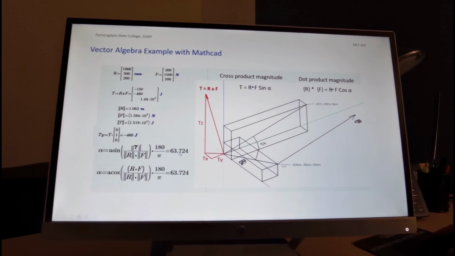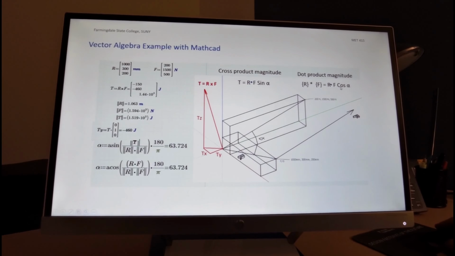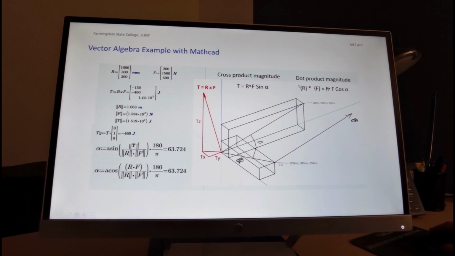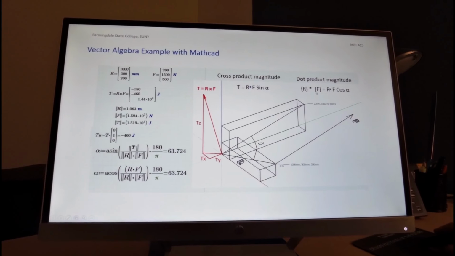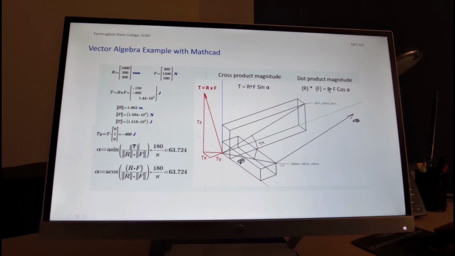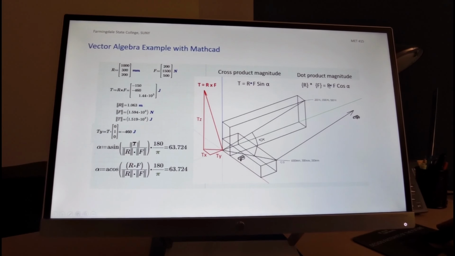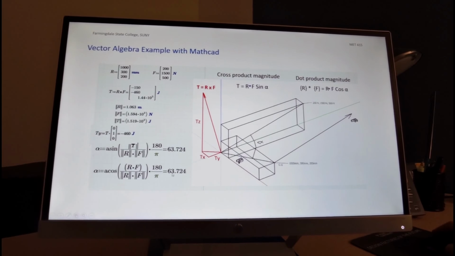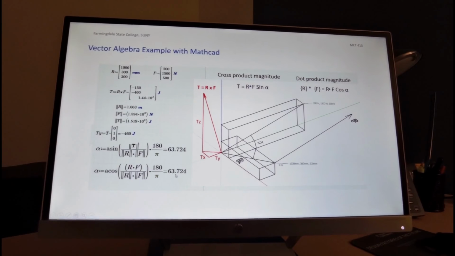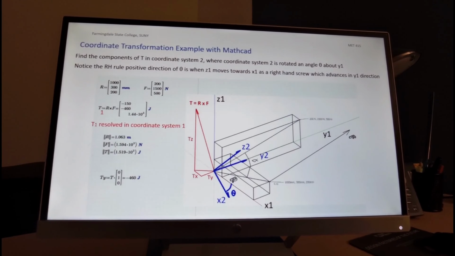If you use the dot product designation, you see that alpha can be found by the arc cosine of the dot product of the two vectors, which is a scalar, divided by the product of the magnitudes of these two vectors, and this is designated over here, and we ended up with the same angle. So this is an example of how we do cross product and dot product with Mathcad.